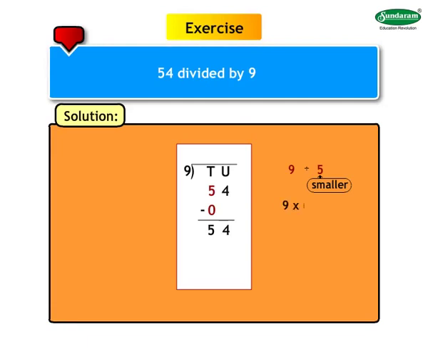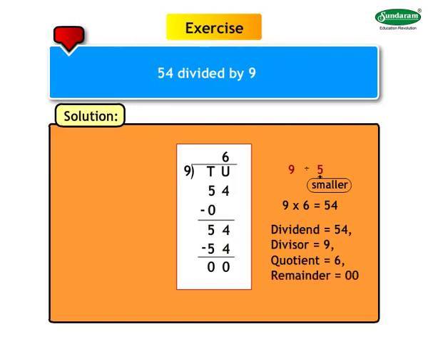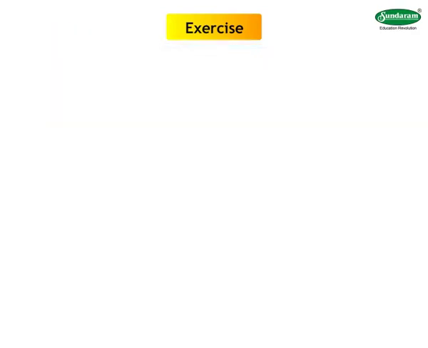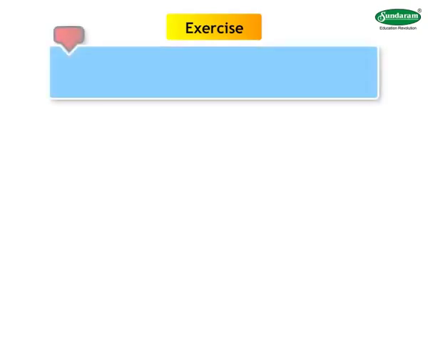Thus now, we have to divide 54 by 9. We know that 9 sixes are 54. So we will write 6 in the units place of the quotient and write the product 54 below 54. As 54 minus 54 is equal to 0, we get our remainder as 0. Hence, the quotient is 6 and the remainder is 0. Thus, the dividend is 54, divisor is 9, quotient is 6 and the remainder is 0. Let us solve one more problem.